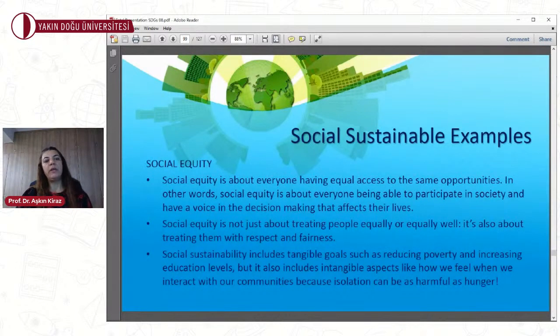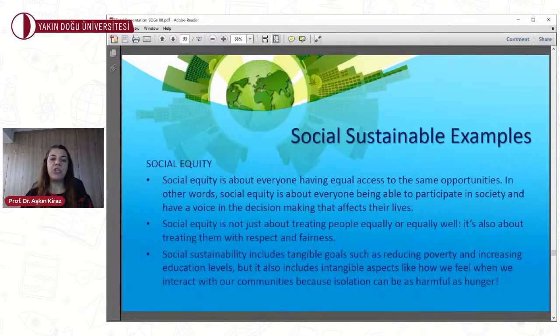And we can see here another title about social sustainable examples, social equity. Social equity is about everyone having equal access to the same opportunities. In other words, social equity is about everyone being able to participate in society and have a voice in the decision making that affects their lives.